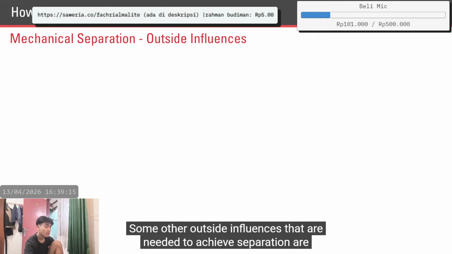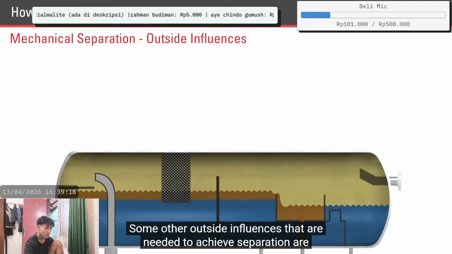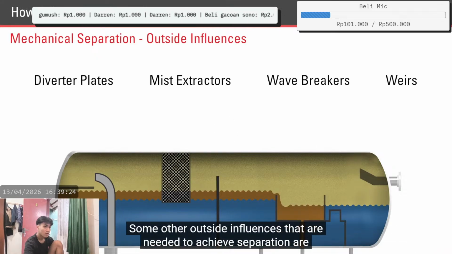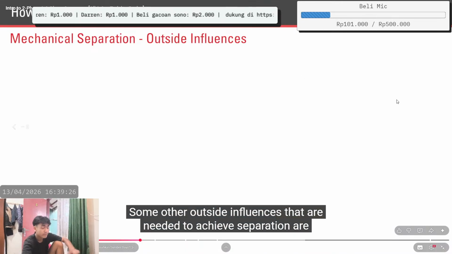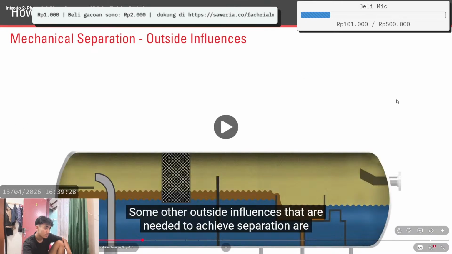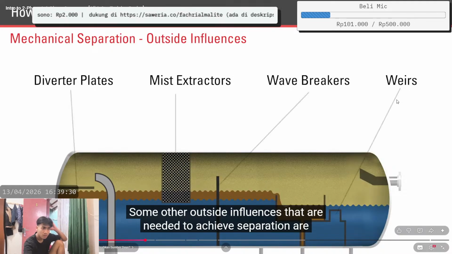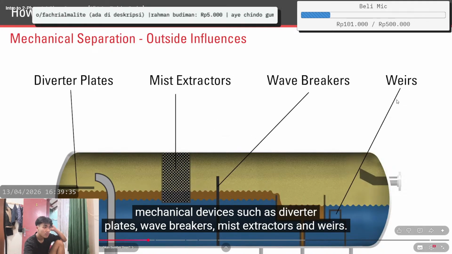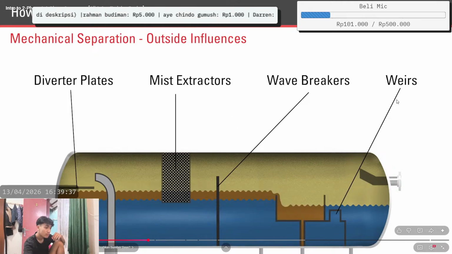Some other outside influences that are needed to achieve separation are mechanical devices such as diverter plates, wave breakers, mist extractors, and weirs.